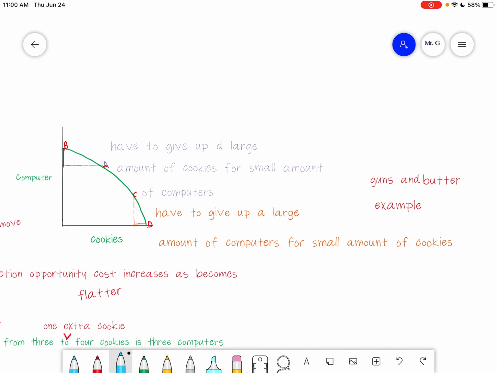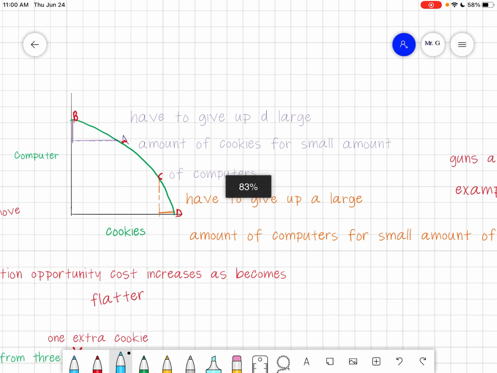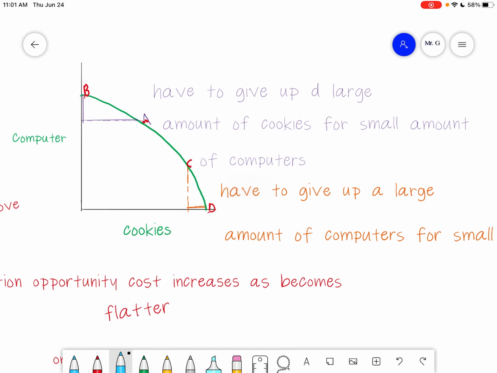So here you can see the example graphically, and you have to know all of them. You have to be able to look at the number, you have to be able to look at the slope. But here you can see as well, as we move from point A to point B, we have to give up a lot of cookies. Just look at the length of that line compared with B, how much we gain in terms of computers. And same with C and D.